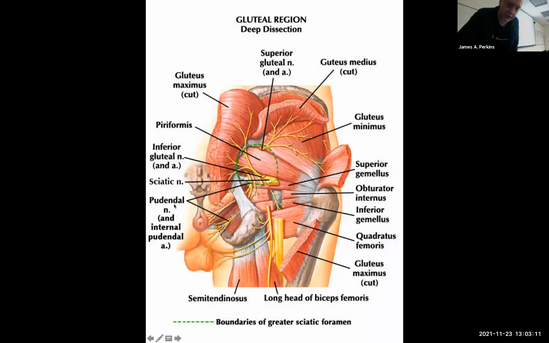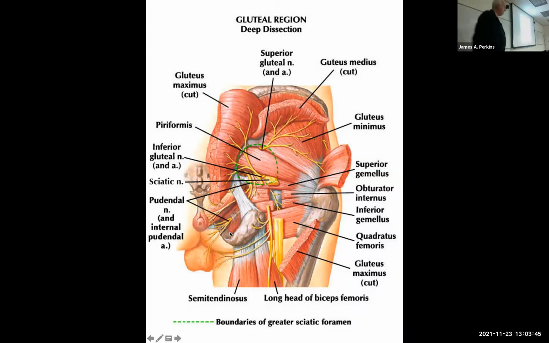crossing over the sacrospinous ligament, but then it actually goes back into the pelvic cavity right here through the lesser sciatic foramen. So it comes out just briefly for like a half an inch, then goes back into the pelvis through the lesser sciatic foramen and passes under this larger ligament, which is sacrotuberous ligament. You see it continuing down here.